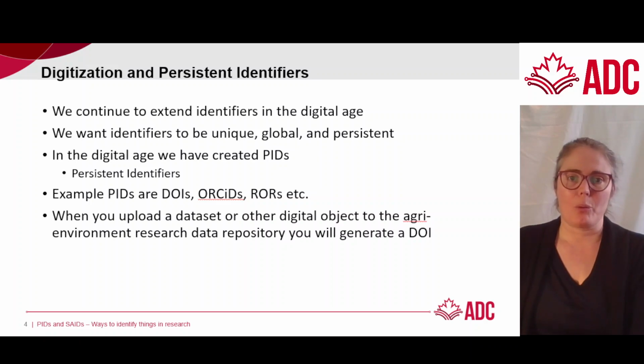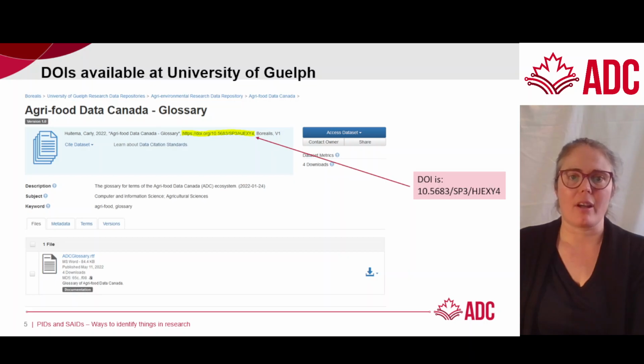For example, when you upload a data set or another digital object to, say, the Agri-Environmental Research Data Repository at the University of Guelph, you will generate a persistent identifier, a DOI. In this example, you can see a screenshot from the repository, where the Agri-food Data Canada glossary has been uploaded. Highlighted there is the DOI. The DOI is the number, and then we can often stick it inside a URL. But the actual identifier is that number, letter, symbol combination.